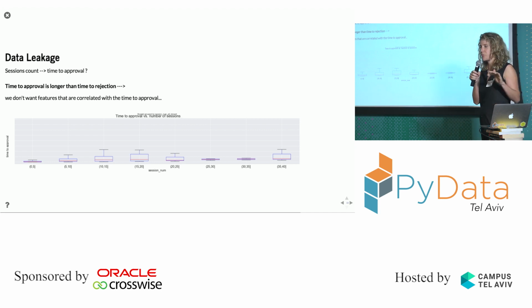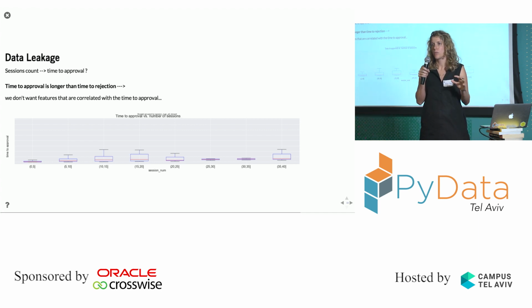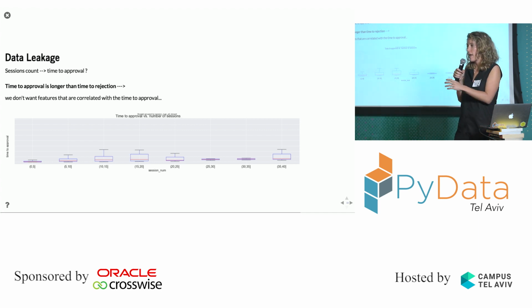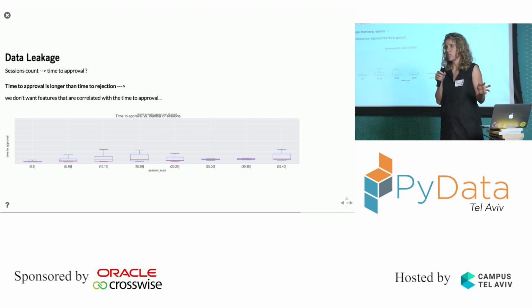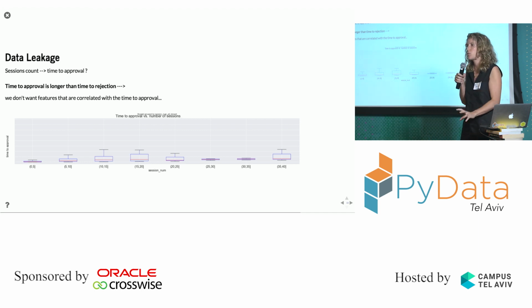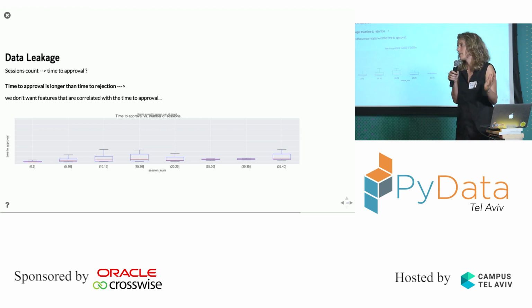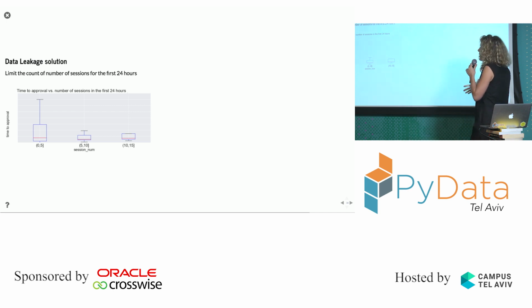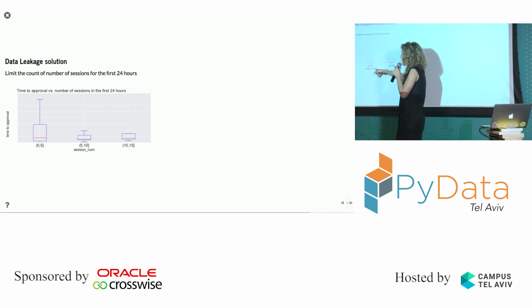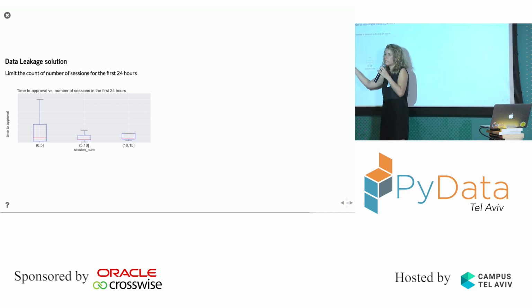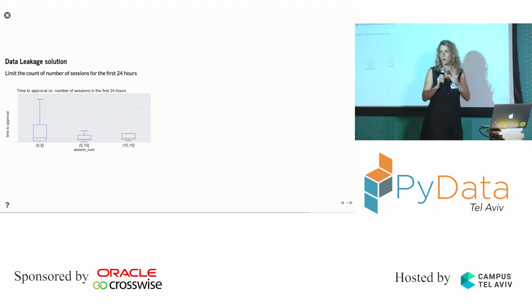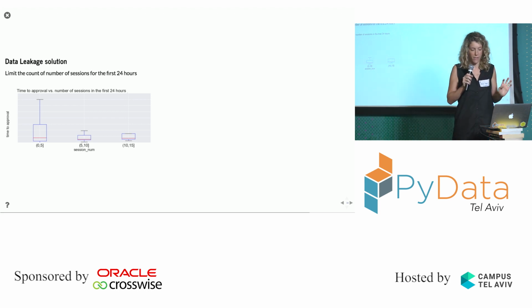So how I just got rid of it: I'm not using the number of sessions until approval or rejection. I'm just using the number of sessions in the first 24 hours of this user. Then I won't have a dependency on the time to approval. And then you can see that now the number of sessions in 24 hours and time to approval have no correlation. So I fixed that.